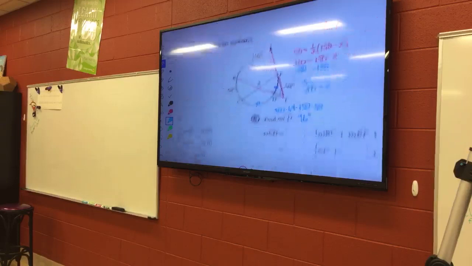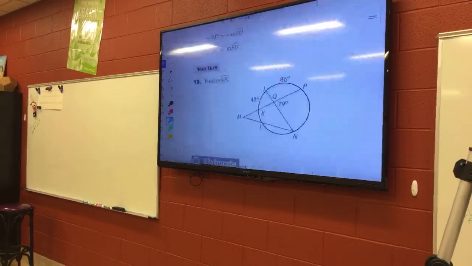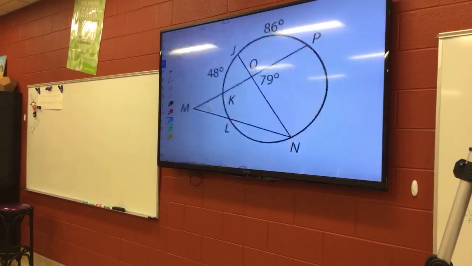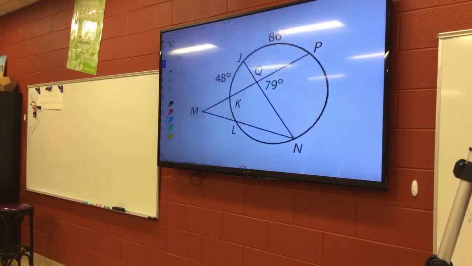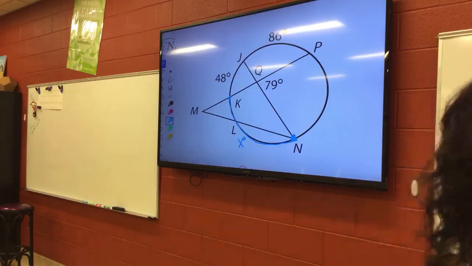All right, take a second and see if you can find KN here at the bottom, from here to here. Okay, so take a second and see if you can do that.